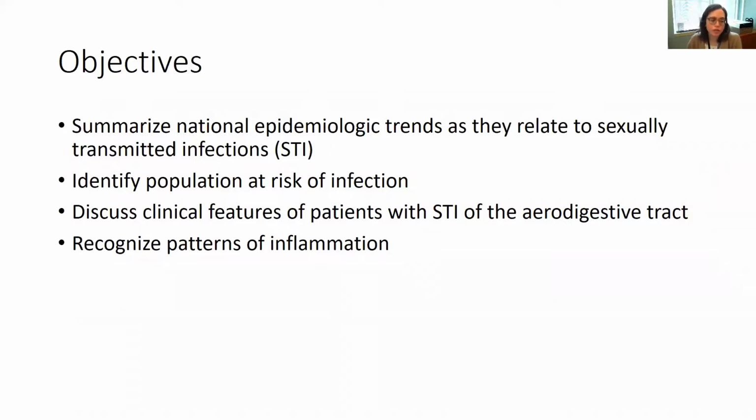The objectives today for this lecture are to summarize a little bit the national epidemiologic trends as they relate to sexually transmitted infections, and most of this data is going to come from the Centers for Disease Control here in the United States. Identify who is the population at risk. Discuss a little bit the clinical features of patients with sexually transmitted infections of the aerodigestive tract, and more importantly for us pathologists, identify and be able to recognize patterns of inflammation that can help us pinpoint or suggest a diagnosis in infected patients.